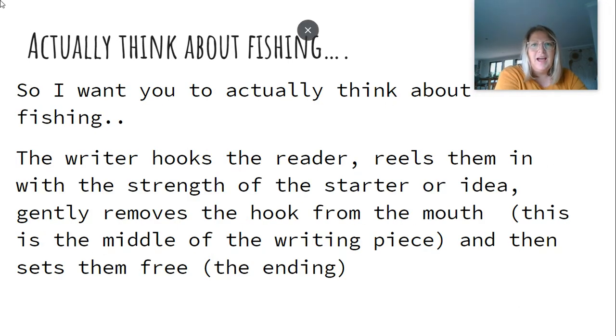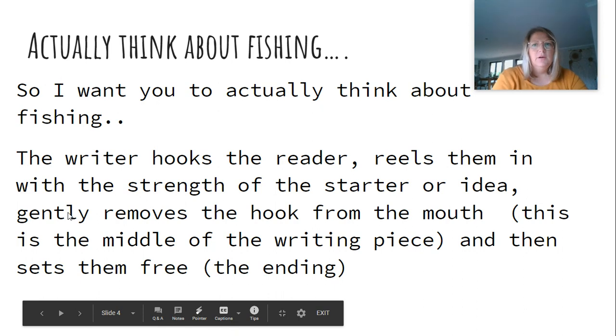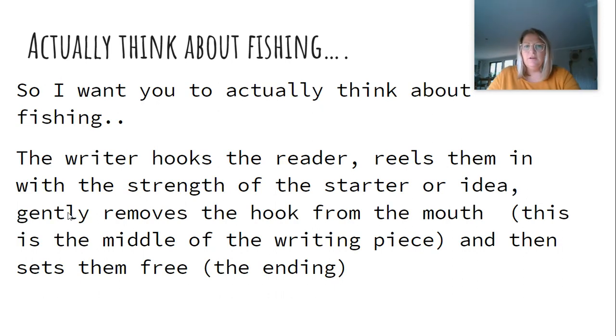All right, I want you to actually think about going fishing. So the writer hooks the reader. You reel them in with all the strength of the starter or the idea, and then you're going to gently remove the hook from the mouth, and that's the middle part of the story or the writing piece, and then you're going to set them free, and that's the ending.